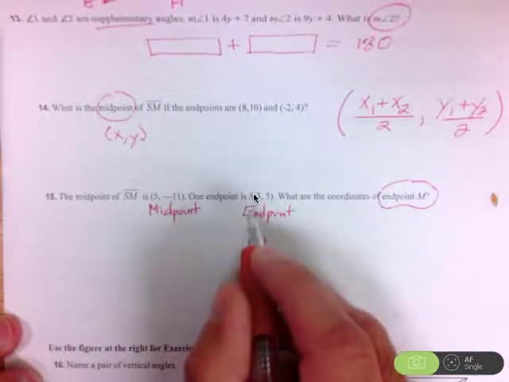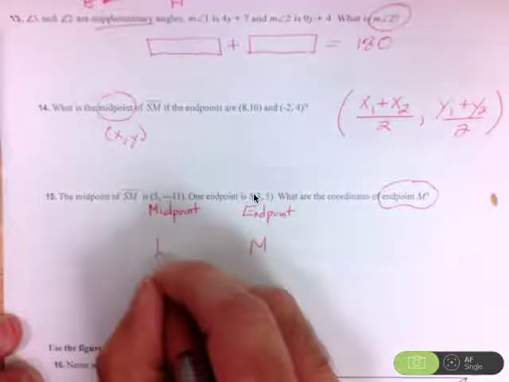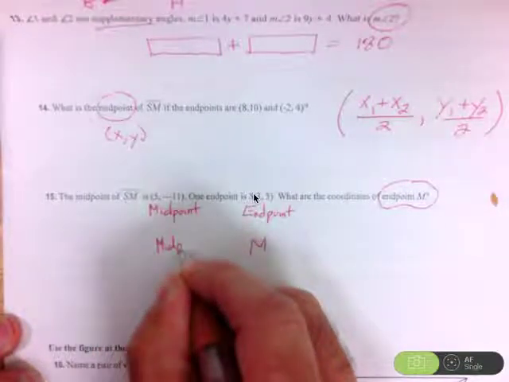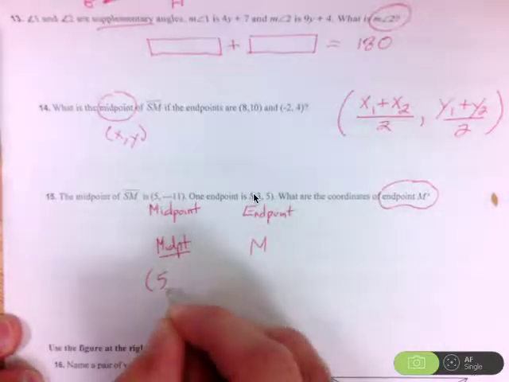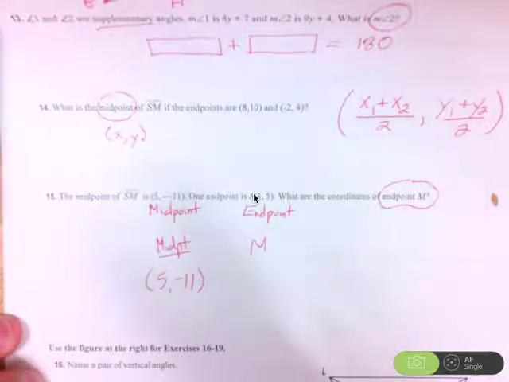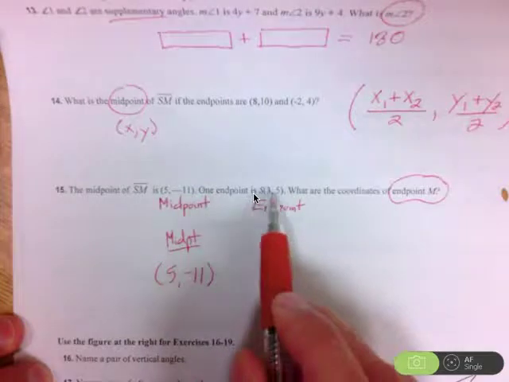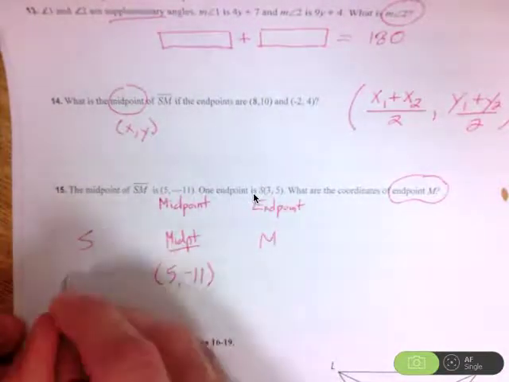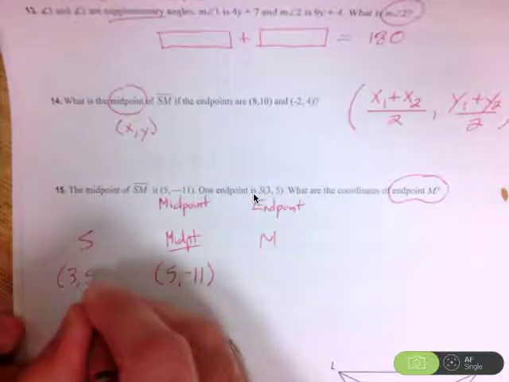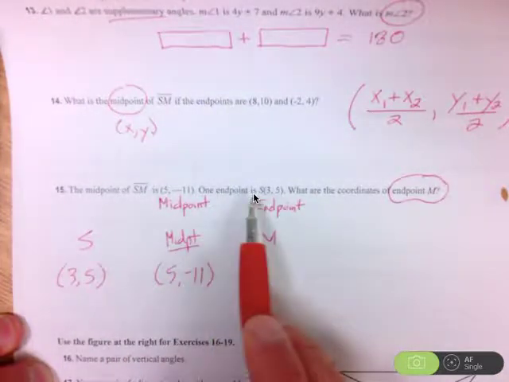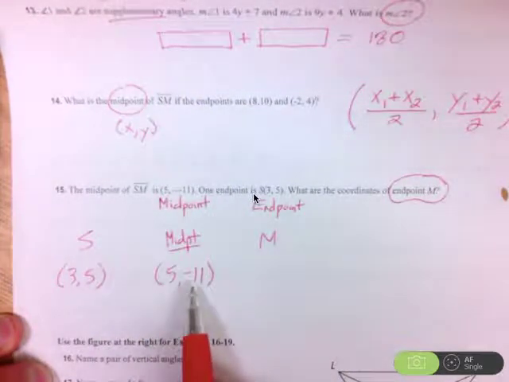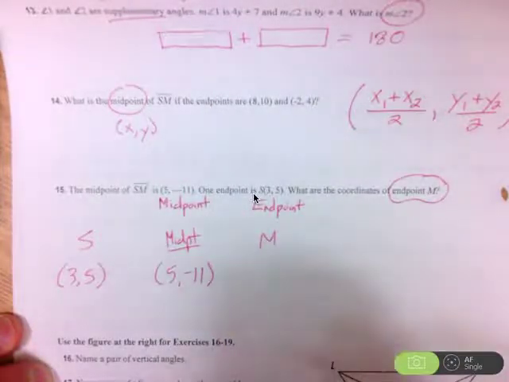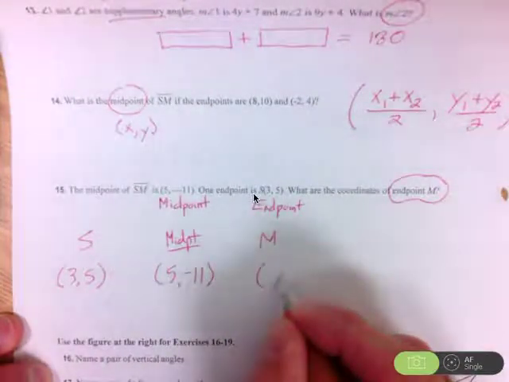So the midpoint, I'll just say midpoint. I know the coordinates of the midpoint. That's 5, negative 11. And I know S's coordinates are 3, 5. So I know S is at 3, 5. I know the midpoint is 5, -1, and I'm trying to find the coordinates of the endpoint. That's what I'm trying to find.